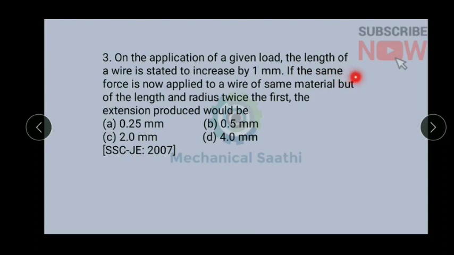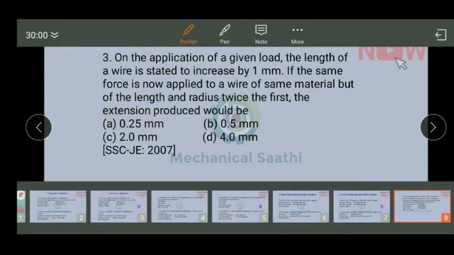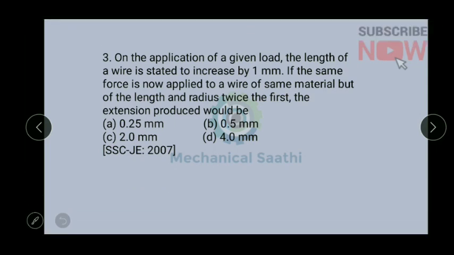So if the same force is now applied to a wire of the same material, but the length and the radius is twice the first, then what would the extension produced be? Let us try to find out the extension over here.